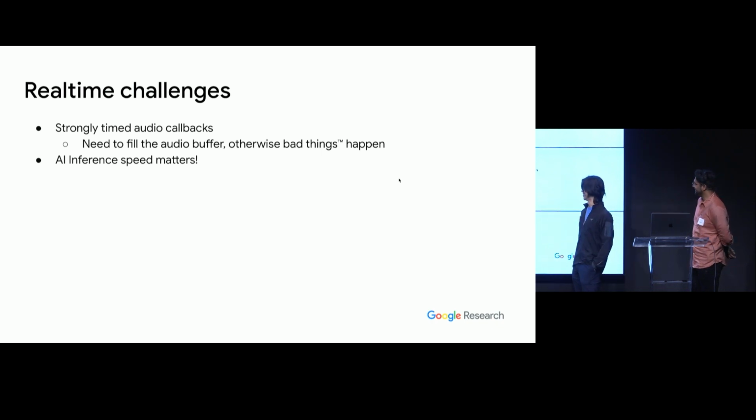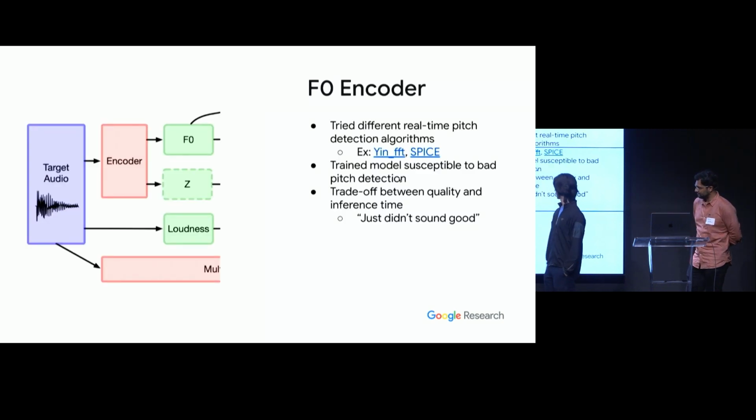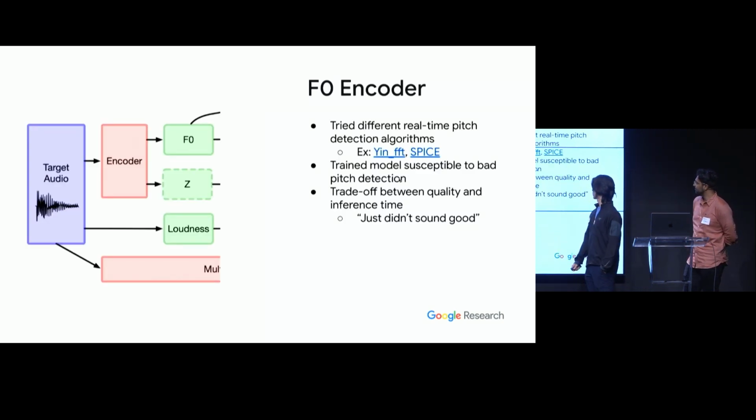That's not good. So what does this mean in the context of AI? It means that the AI inference speed actually matters, since we have a finite amount of CPU cycles per input frame. So there was a lot of care in actually reducing the inference latency of all of our three components. First, I want to talk about the F0 or pitch encoder.